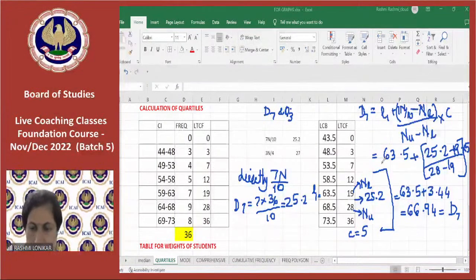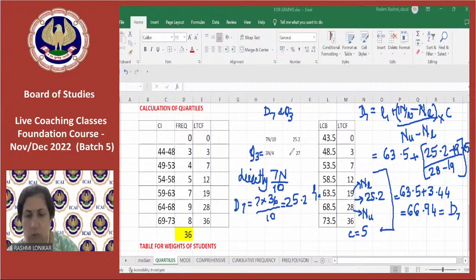So similarly, we can find out Q3. For Q3, we have 3n upon 4. N is how much? 36. So 3 into 36 upon 4. The answer is 27. Okay, so let us do that also.